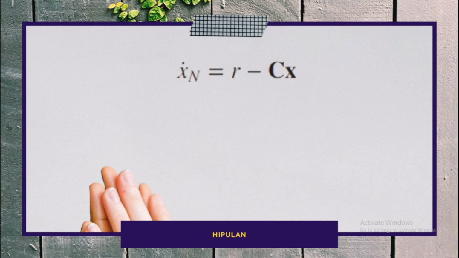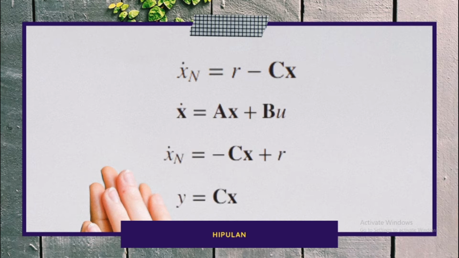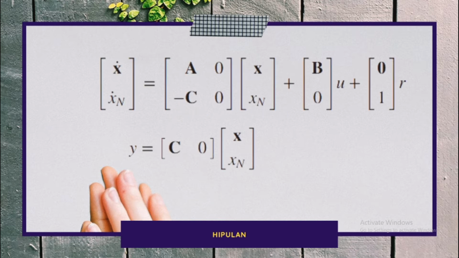Xn dot equals r minus cx. These are the state equations for the figure. X dot equals Ax plus Bu. X sub n dot equals negative Cx plus r. Y equals Cx. This equation can be expressed as augmented vectors and matrices.